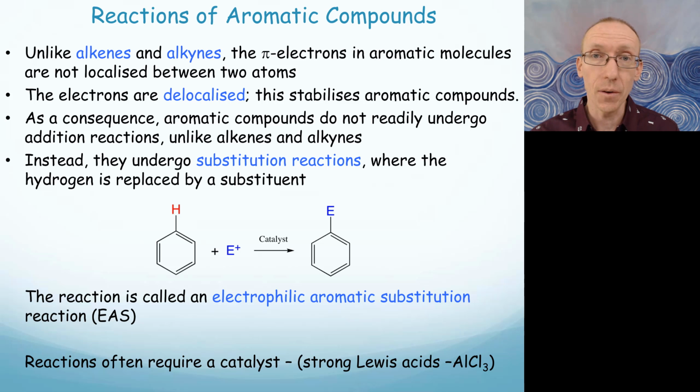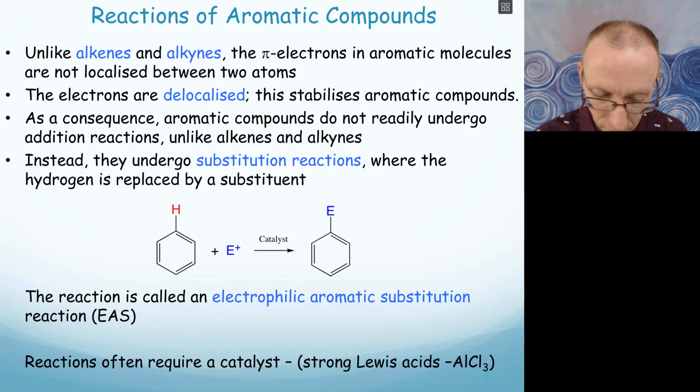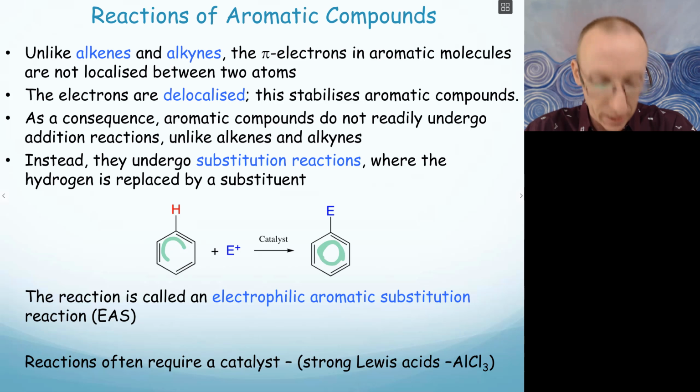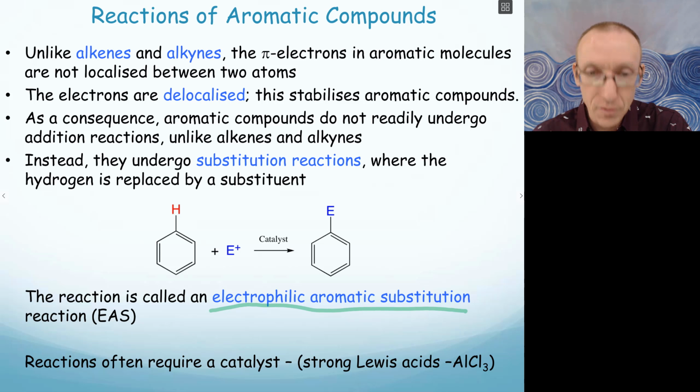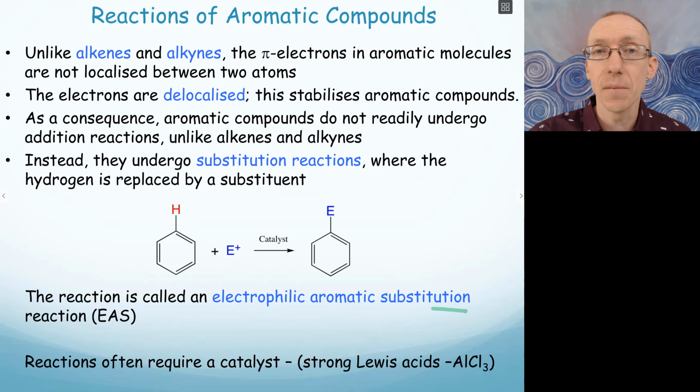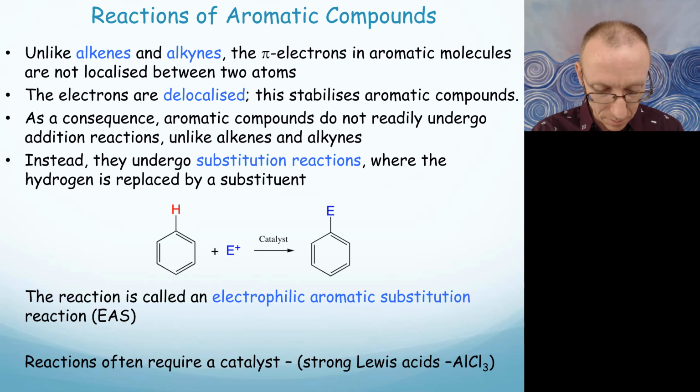So instead of undergoing addition reactions, like electrophilic addition, like alkenes and alkynes, they undergo substitution reactions. And these substitution reactions result in the replacement of a hydrogen with a new group while retaining the aromaticity of the aromatic ring. So these reactions are called electrophilic aromatic substitution reactions. There's a large variety of them, and they're incredibly important in organic chemistry. They often require a catalyst.